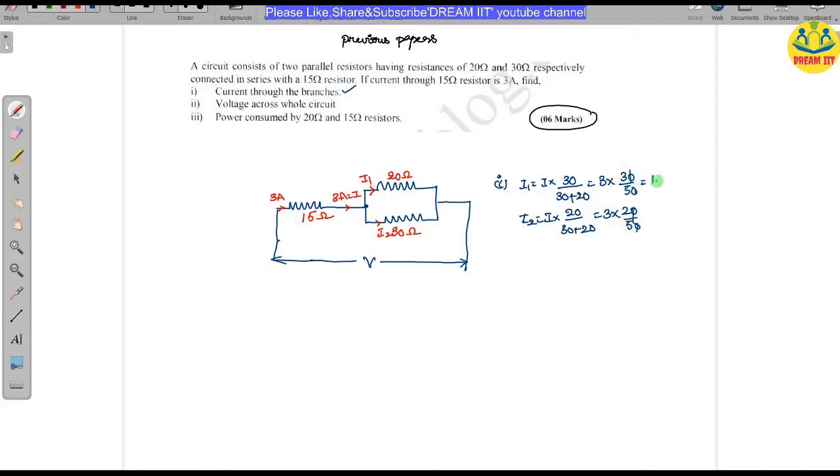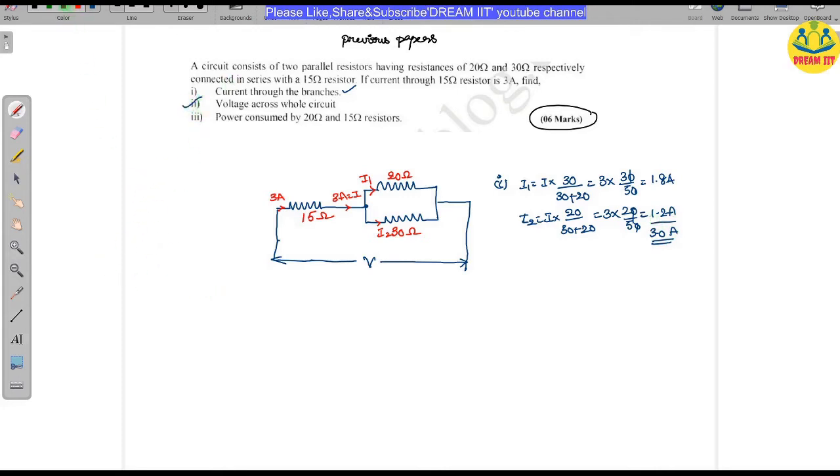This is 1.8 amperes. This is 1.2 amperes. Totally it must be 3 amperes. This is the current flowing through the individual branches. That is the first question. Next, voltage across the whole circuit.